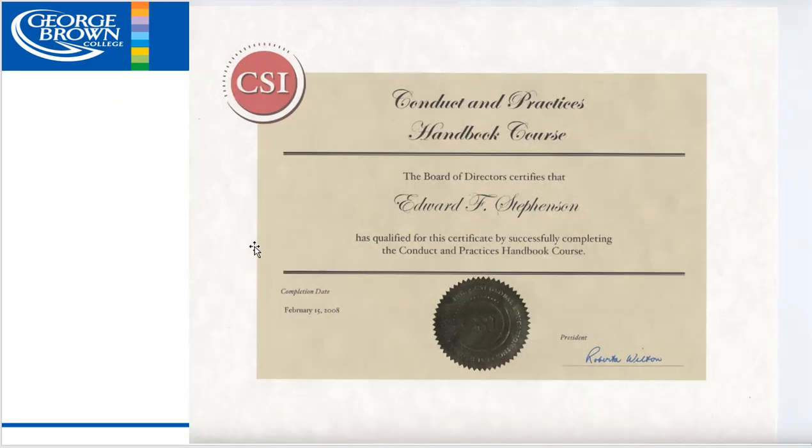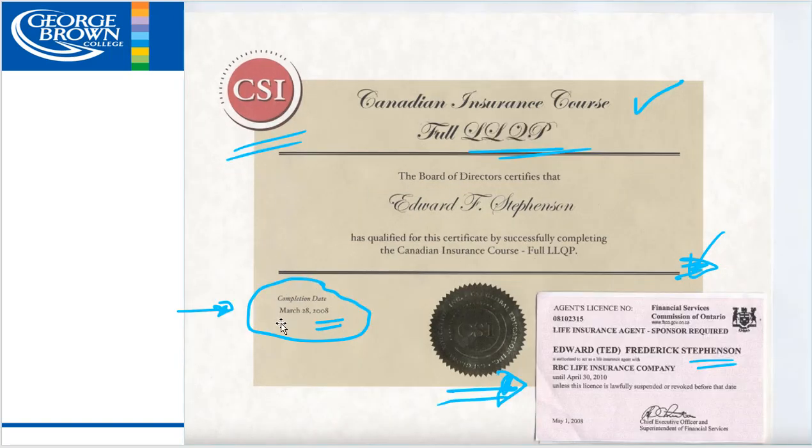Next thing that you need to do to get licensed is the Conduct and Practices Handbook course. So you can see I passed that on February 15th, 2008. That's another course that I also did back in 89 or 90. I was a registered representative for TD Greenline Investor Services at the time. Okay. Then you can see, I did the insurance course. That was in March. Carrying on.